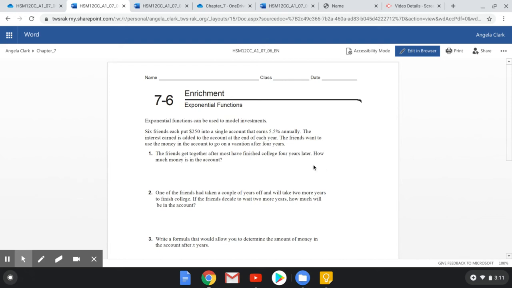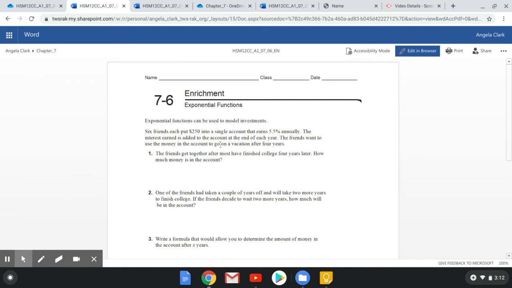All right, we're continuing 7-6. I want to look at this word problem. So we're not going to do all of the parts, but we are going to construct an equation, and we're going to figure out how much money they're going to have after 4 years. So the question says six friends have put $250 into a single account that earns 5.5% annually.